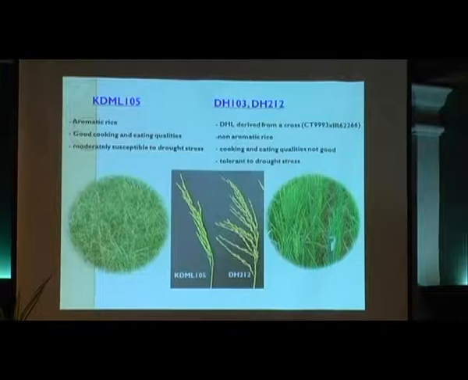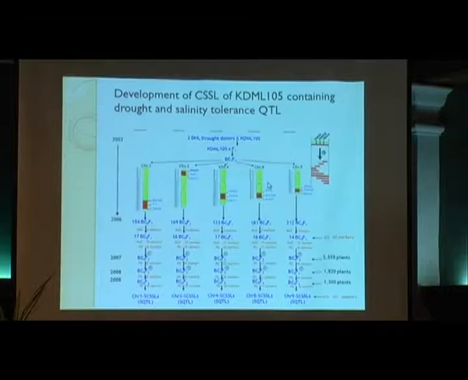So here we use KDML105 as our female parent. It is aromatic, with good cooking and eating quality, but it is moderately susceptible to drought stress. And we use two double haploids as donors of drought resistance. They are non-aromatic and the cooking and eating quality is not good, but they have drought resistance. So this is the breeding scheme.